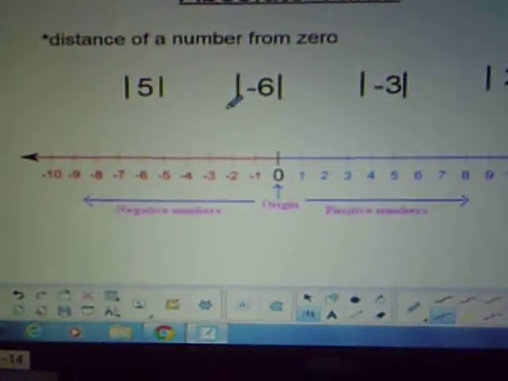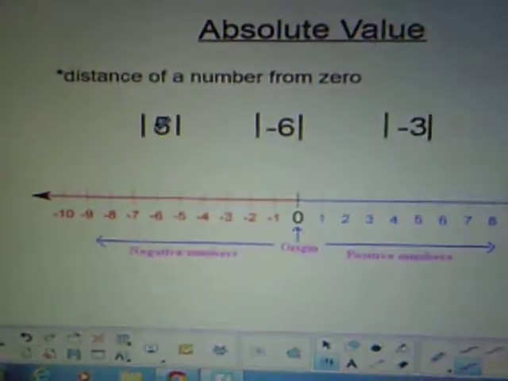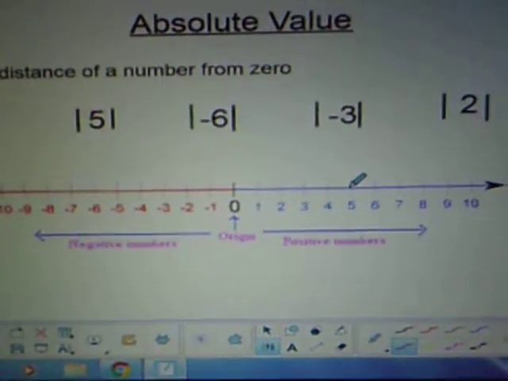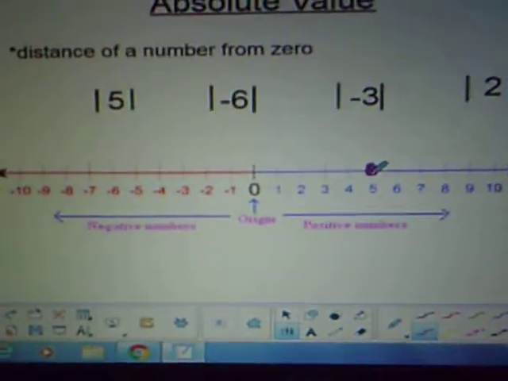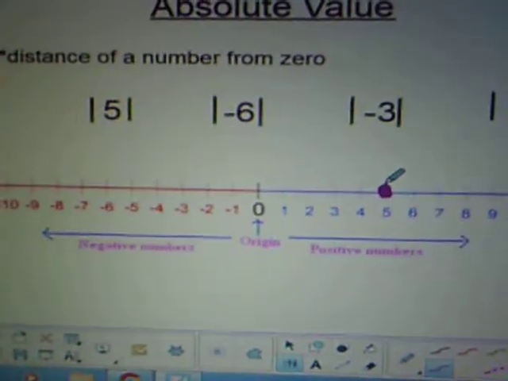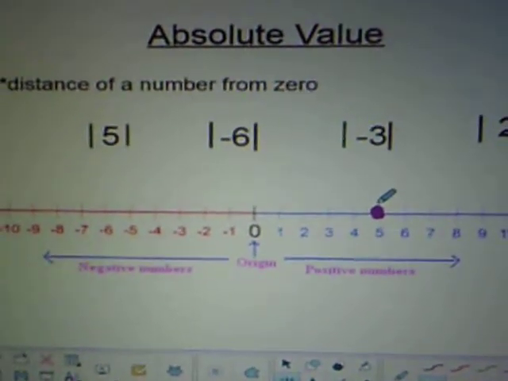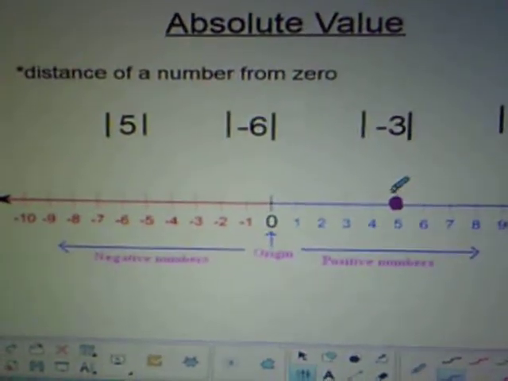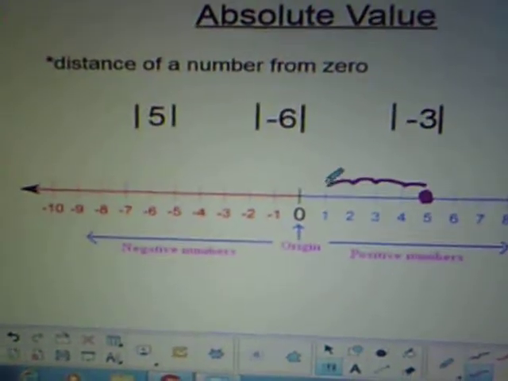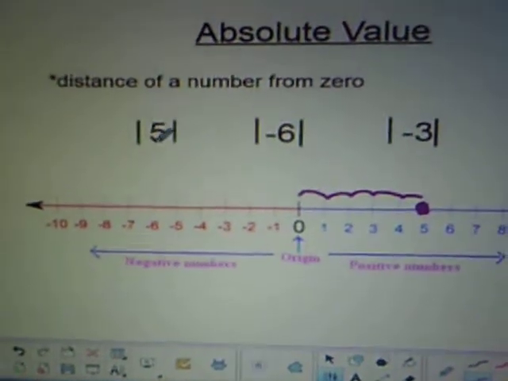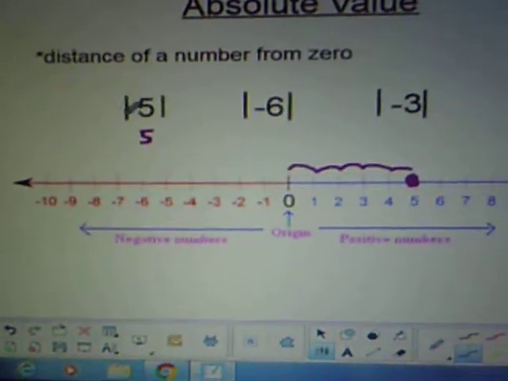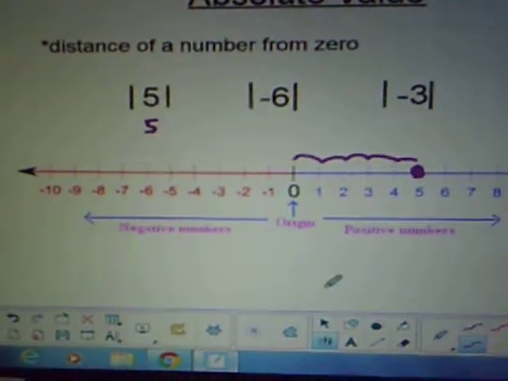So let's find out. The absolute value of 5. In other words, how far is 5 from 0? Well, this is a positive 5, so first we must locate 5 on the number line. And here it is, positive 5. Then we simply count. How far, or how many spaces, is the number 5 from 0? Well, 1, 2, 3, 4, and 5. We can say that the number 5 is 5 spaces from 0, so therefore the absolute value of 5 is 5.